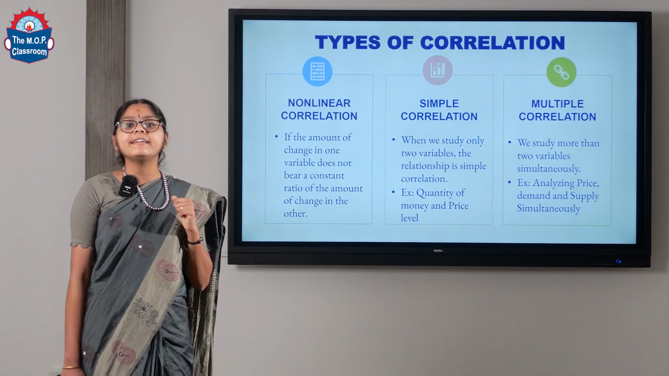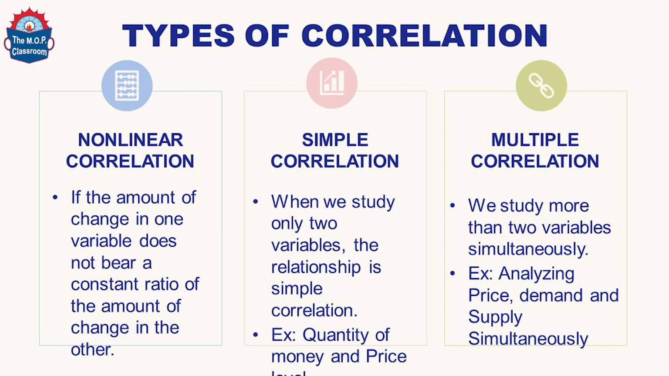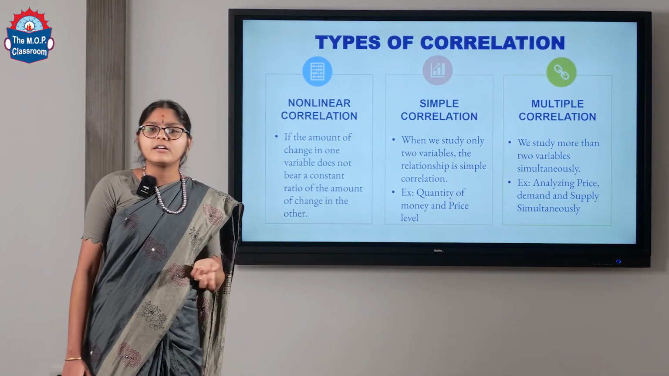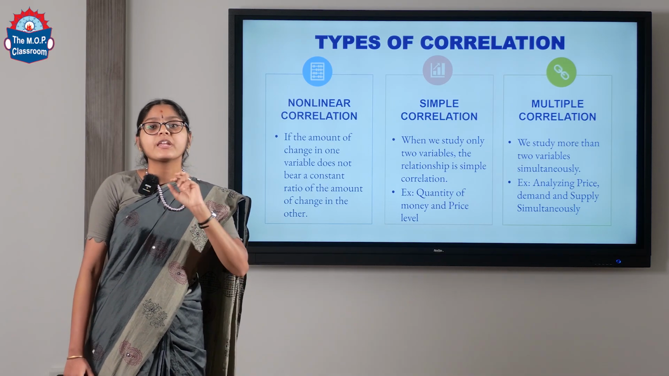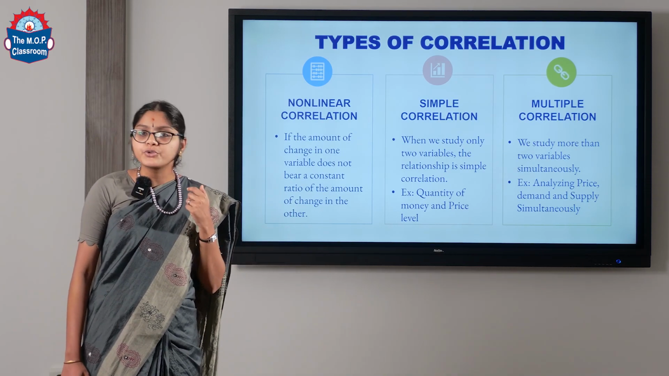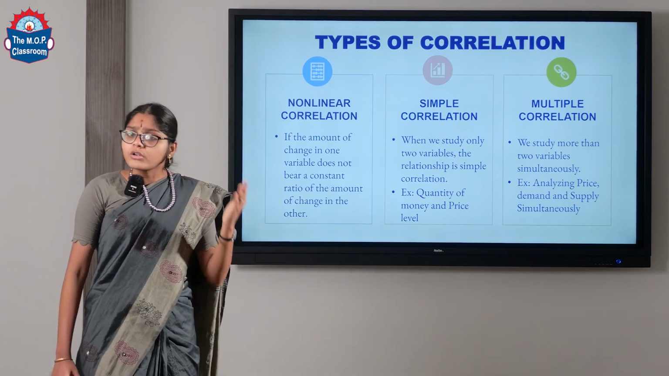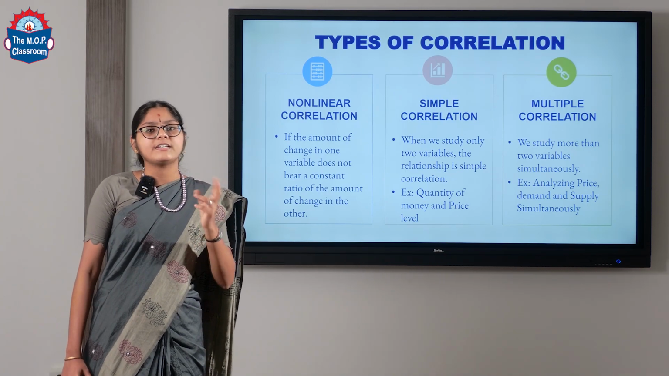Next is non-linear correlation. If the amount of change in one variable does not bear a constant ratio to the amount of change in the other, whenever it is not constant, whenever it is not a straight line, it is known as non-linear correlation, that is, curvilinear correlation. We can give any number of examples for this, because not all variables are linear in nature, right? For example, GDP, educational attainment, academic performance, the number of hours you put into study, demand, price. Not always is it going to be linear. Sometimes it is curvilinear in nature, because it is not constant, it is not proportional.